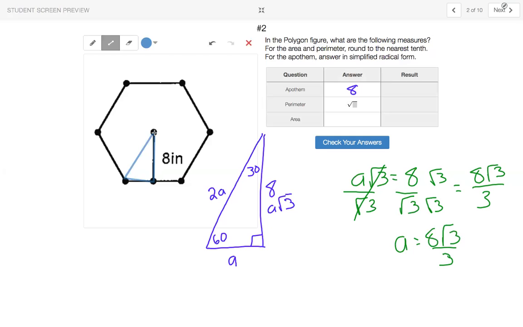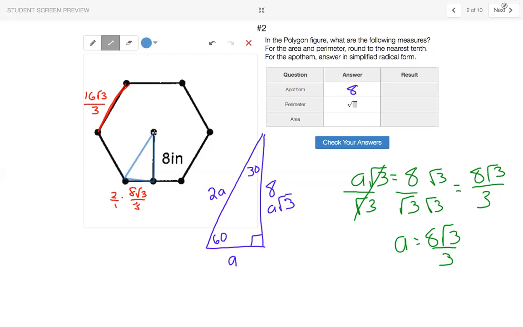And remember, what we're solving for here is half of a side length. Okay, so if I want a full side length, I have to double this. Right? So 8 radical 3 over 3 times 2. So this length is 8 radical 3 over 3. Well, if I multiply that times 2, I get a full side length. Okay. And again, if you want to write 2 as a fraction and multiply straight across, you get 16 radical 3 over 3.